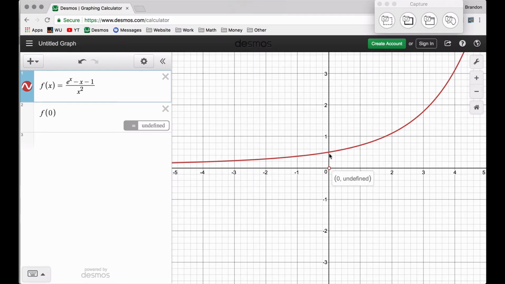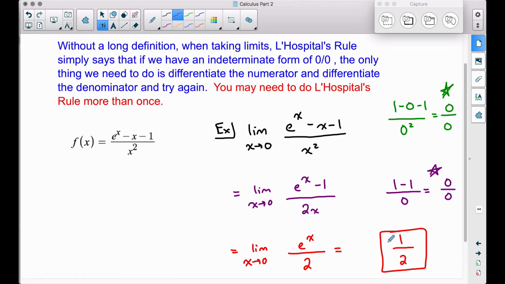Now, when we hit 0, we see that undefined. But over here on this side as well, if I'm coming in from the right-hand side, as we get close to 0 for x, look at what the y value is getting close to. 0.5. That's a half, right? That's exactly what we got here.